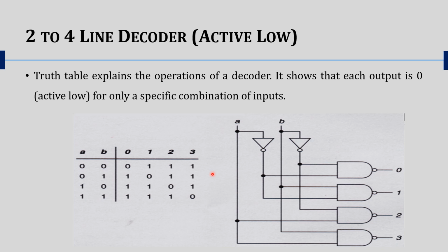In the case of the active high 2 to 4 line decoder, we make use of four AND gates for representing the logic diagram. Here in the case of active low, we make use of four NAND gates. Four NAND gates are used for generating the outputs. We have two input lines and four output lines. This is the case of the active low 2 to 4 line decoder.